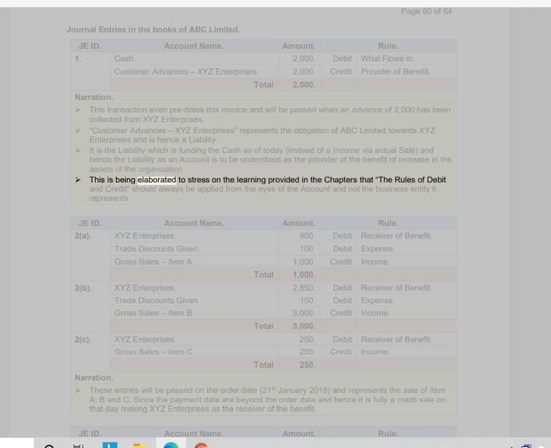This is being elaborated to stress on the learning provided in the chapters that the rules of debit and credit should always be applied from the eyes of the account, and not the business entity it represents.